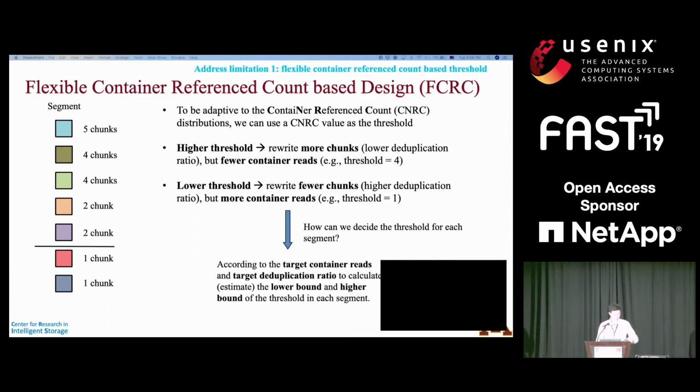For the higher bound, that assures that you can rewrite at most how many chunks in it. And the lower bound ensures you can have at most how many container reads. Those two bounds will tell you what your adjustment space is.